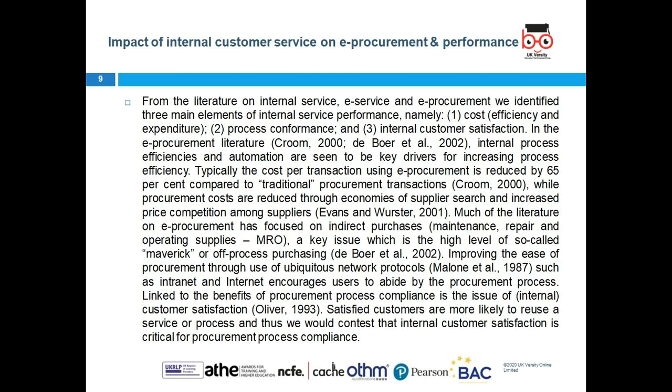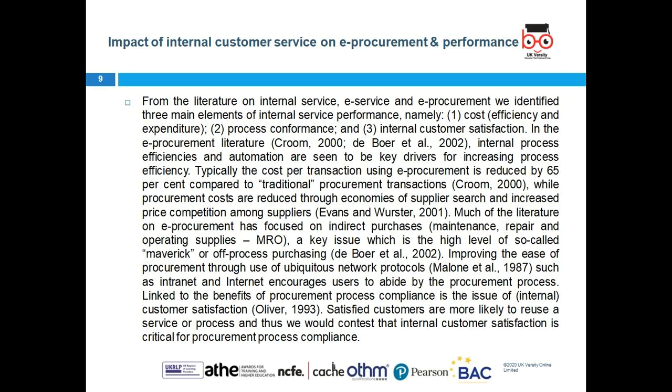Okay. Impact of internet service on procurement, e-procurement. There are a number of literature sources on internal service, e-service, and e-procurement. We identify three main elements of internal service performance. First, we can look at cost efficiencies and expenditure through e-procurement. Efficiency can be improved, and expenditure can be processed and confirmed. We can confirm orders quickly. Then internal customer satisfaction: of course, if it is done internally, there can be satisfaction as well.